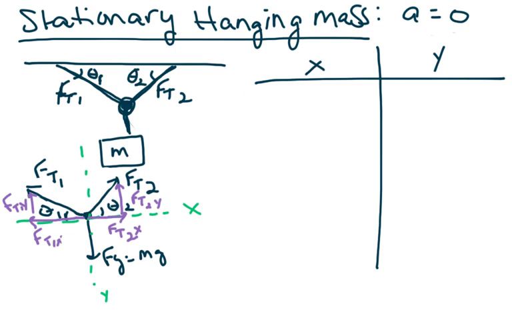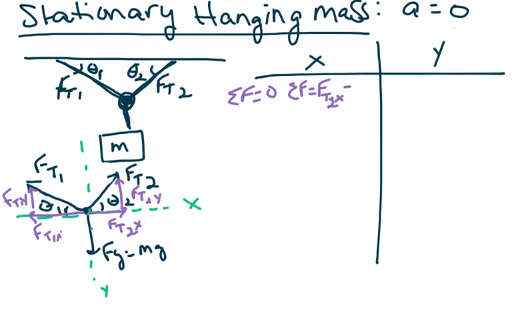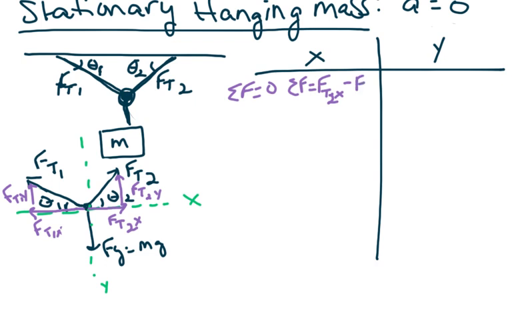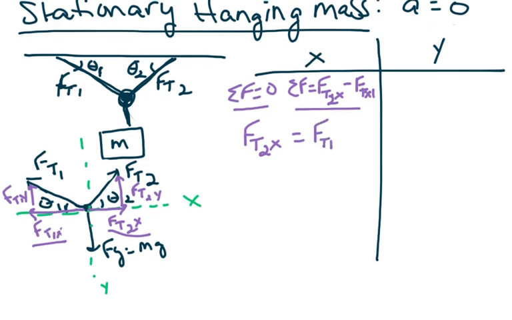All right, so first law, that means the sum of my forces equals 0. The sum of my forces also equals these two horizontal forces subtracting from each other because they are in the opposite direction. So I have FT2x minus FT1x. So now I can combine these two equations, and I see that the horizontal component of the second tension has to equal the horizontal component of the first tension.